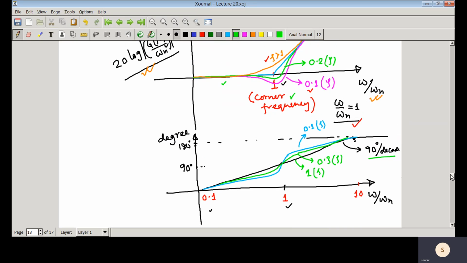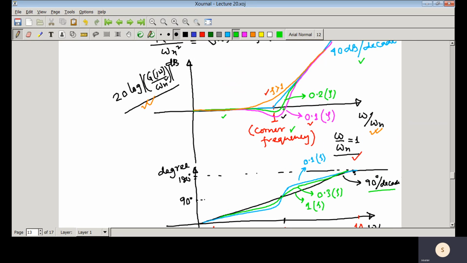We can see that phase and gain both depend on the zeta value. But in case of phase, when we are at the corner frequency, that angle is always 90 degree because it is independent of zeta, and for different values of zeta there would be some correction. Correction means whenever we draw the asymptote, if zeta is very small, we can do these corrections at the corner frequency.